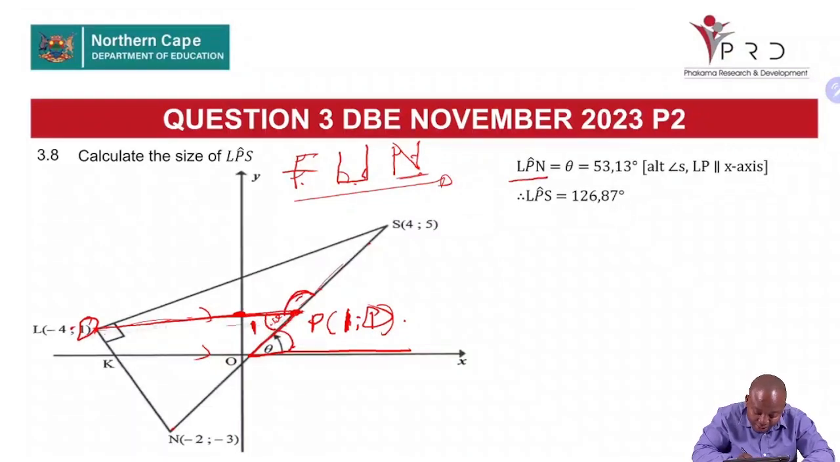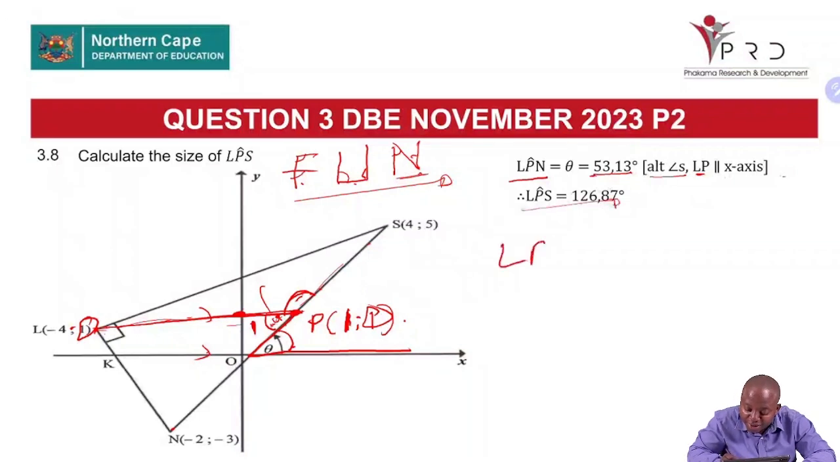So this angle that I've indicated here, which is the one forming the Z, is equal to theta. It's equal to 53,13. Why? Alternate angles, because LP is parallel to the x-axis. So LP is parallel to the x-axis, we have alternate angles. Thereafter, what are we going to say? Let me just add to this to show how we got the solution.